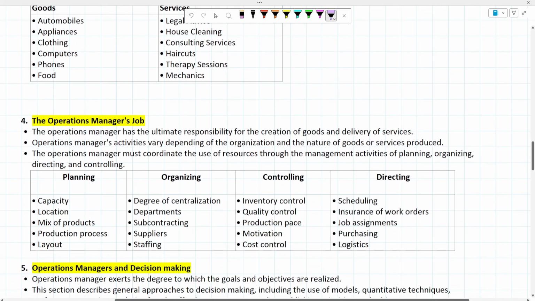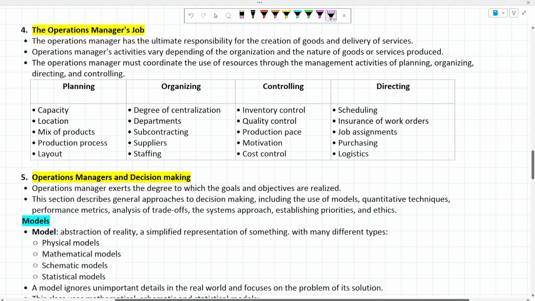So, for the operations manager's job, the operations manager has the ultimate responsibility for the creation of goods and delivery of services. Operations managers' activities vary depending on the organization and the nature of goods or services produced. The operations manager must coordinate the use of resources through the management activities of planning, organizing, directing, and controlling.